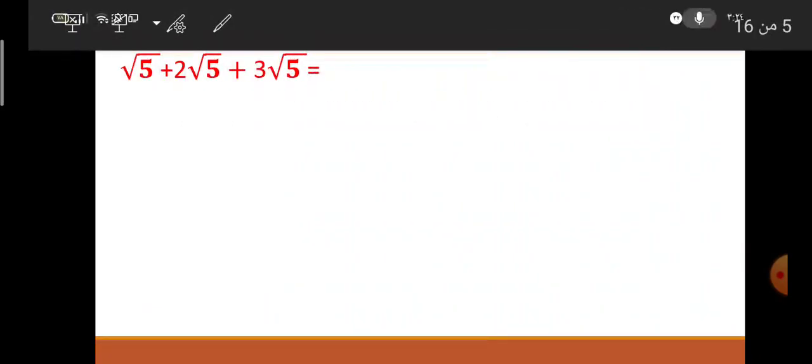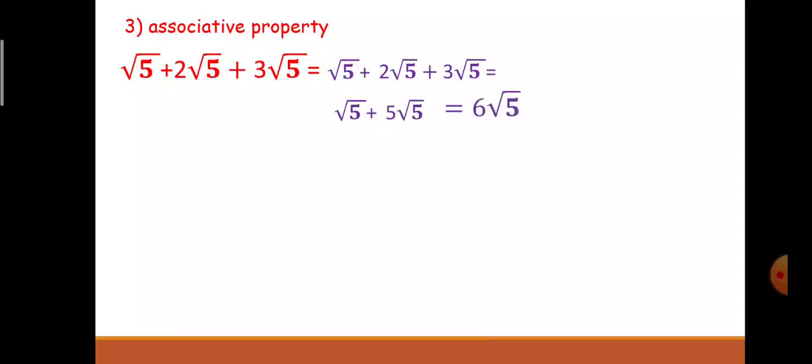Associative property means what? Okay, look at our example here: square root of 5 plus 2 square root of 5 plus 3 square root of 5 equals. Here we write the 3 terms as they are, and the result will be square root of 5 plus 5 square root of 5 equals 6 square root of 5. We add the coefficients of all 3 terms here.